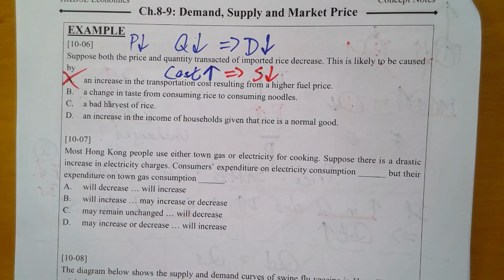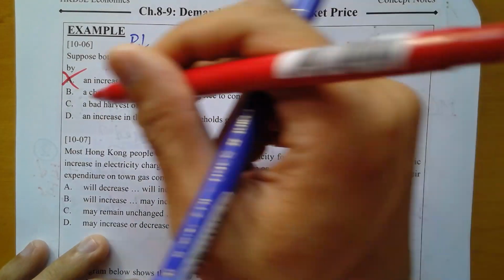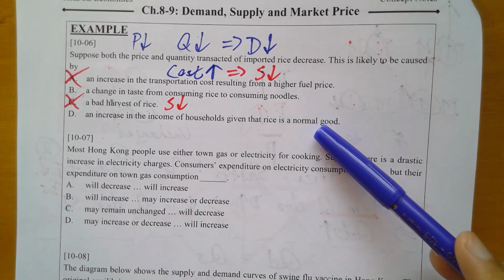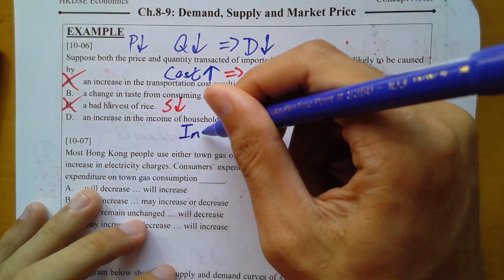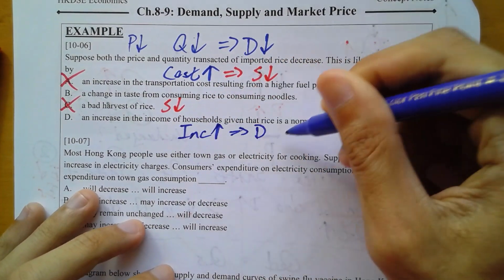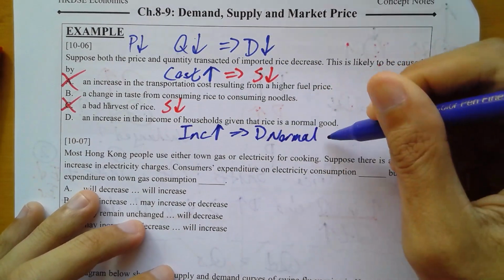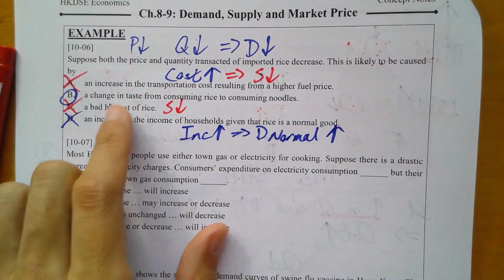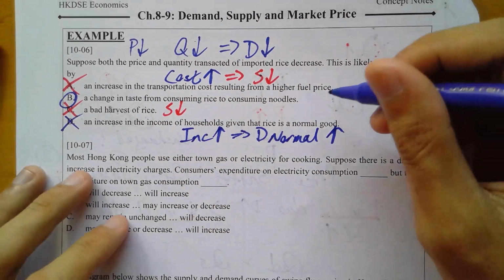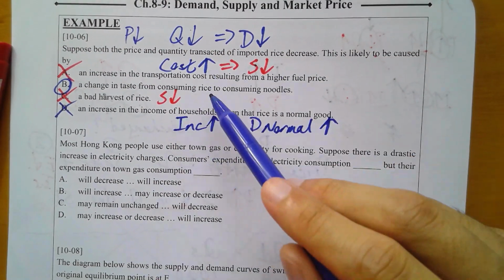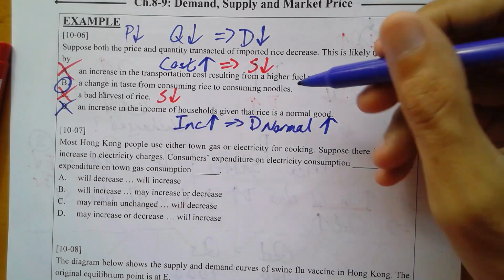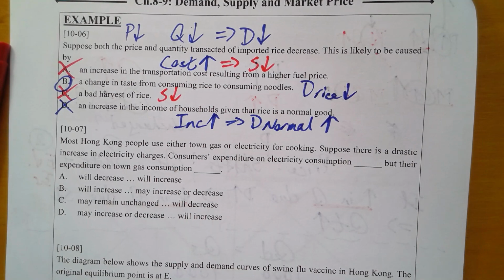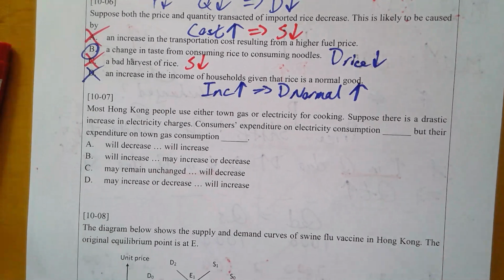C, bad harvest. Bad harvest means supply decrease, not the answer we want. D, increase in income given the normal goods. Remember? When income increases, then demand for normal goods should increase. Again, not the answer we want. So B is the answer. A change in taste. Let's say people change from consuming rice to noodles, meaning demand for rice would decrease. The answer we want. Right, now next one.